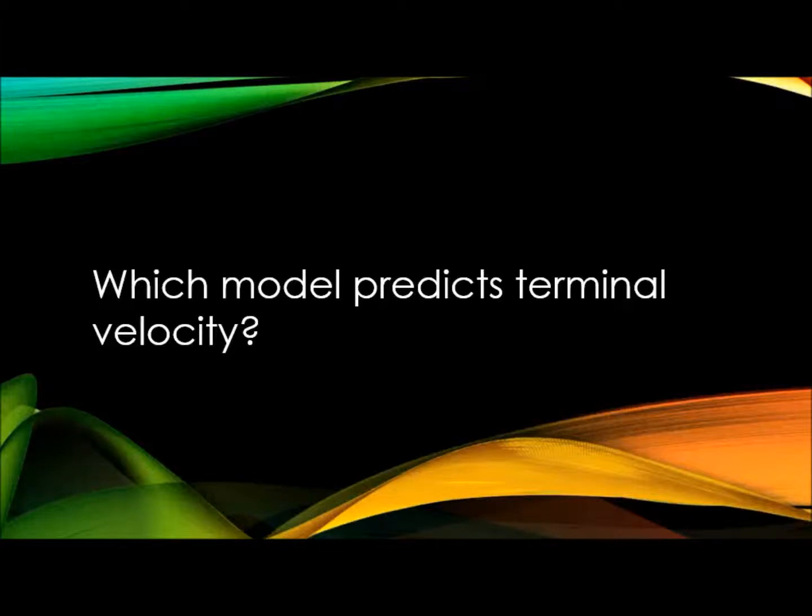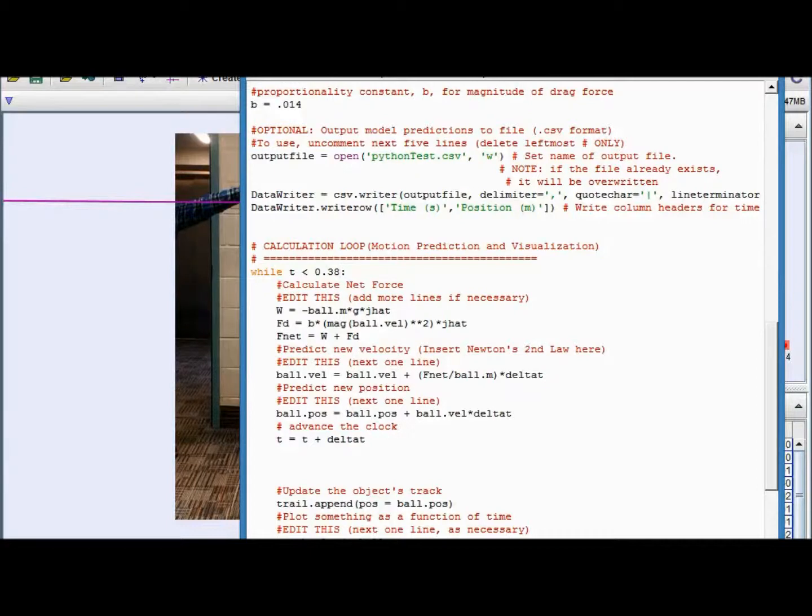Terminal velocity occurs where the drag force of a falling object and the force due to gravity on the object are equal. So the change in velocity of the object falling is 0. Due to the fact that our first model had no force opposing the force due to gravity, it will never achieve terminal velocity. Our second model, however, will.